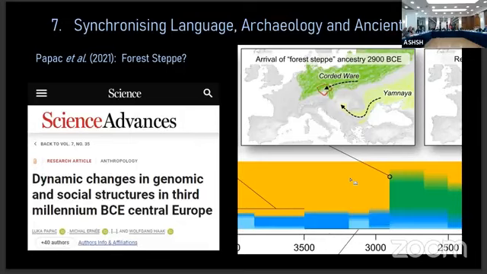Some of these figures don't look right. There was the 2015 paper by Haak et al. Haak is one of our authors. He's an ancient DNA specialist. And it was about movement from the steppe into Corded Ware Europe.